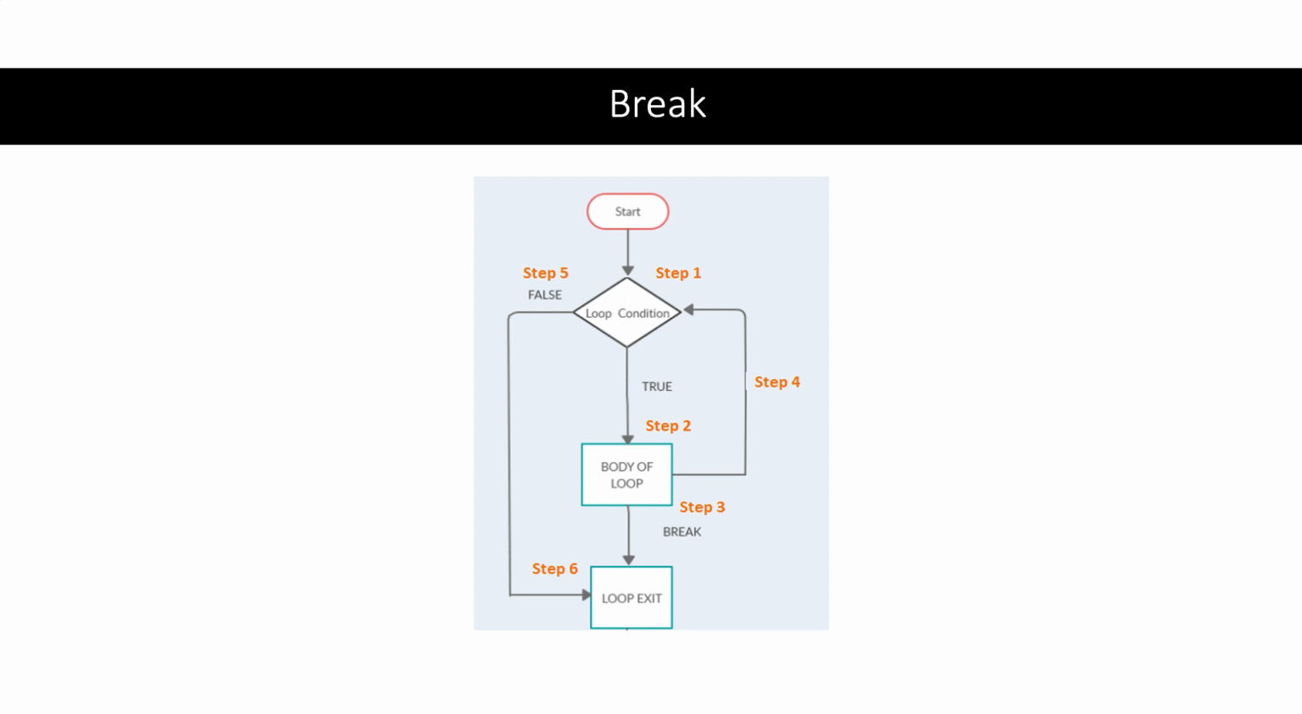If the condition is false, the loop is exited and the flow moves to step 5, then step 6. But if the condition in step 1 evaluates to true, then the body of the loop is executed in step number 2.